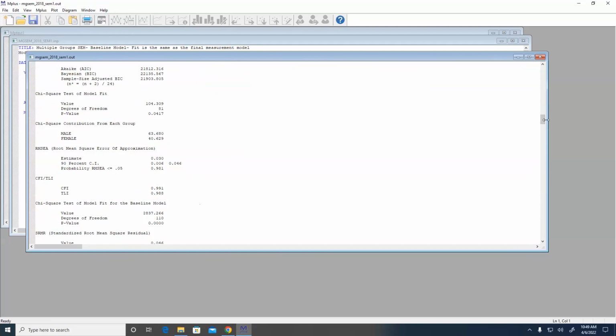104.309 with 81 degrees of freedom. Yeah. So this is the model that we want. Yeah, you don't need the thresholds. I don't know. It doesn't seem to make much of a difference.